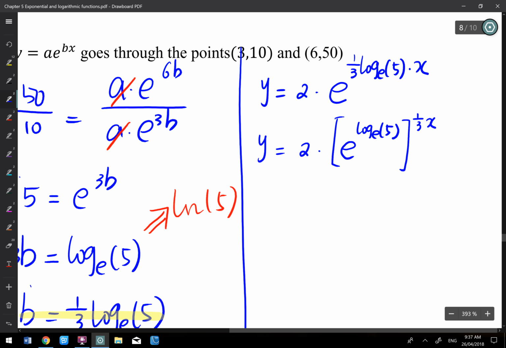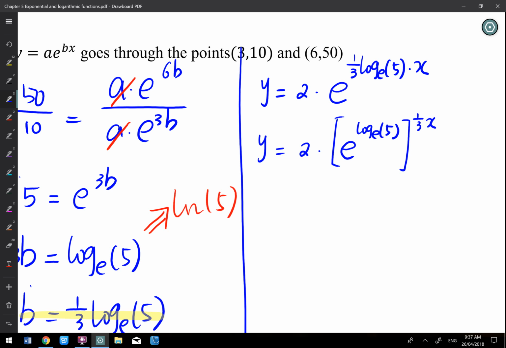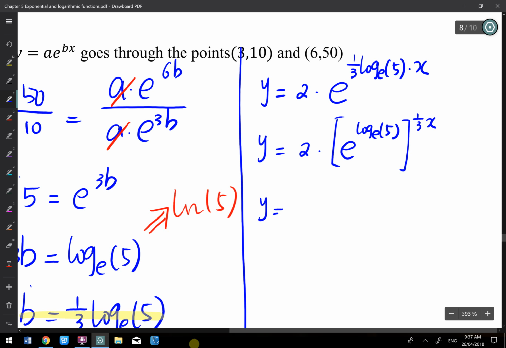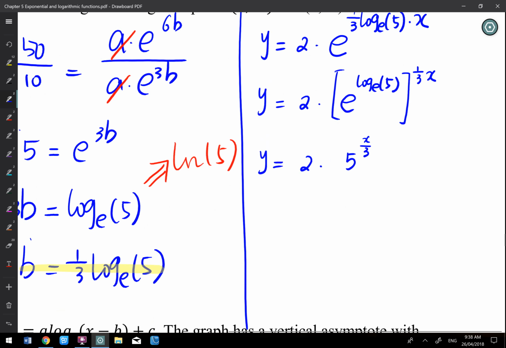Because a to the power of m and then to the power of n is the same as a to the power of m times n, we have a third x times log e5. We can use the formula backwards to make it log m and then a to the power of m and then n. So inside we have just a 5. That's 5 to the power of x over 3, or a third x. So 2 times 5 to the power of a third x.